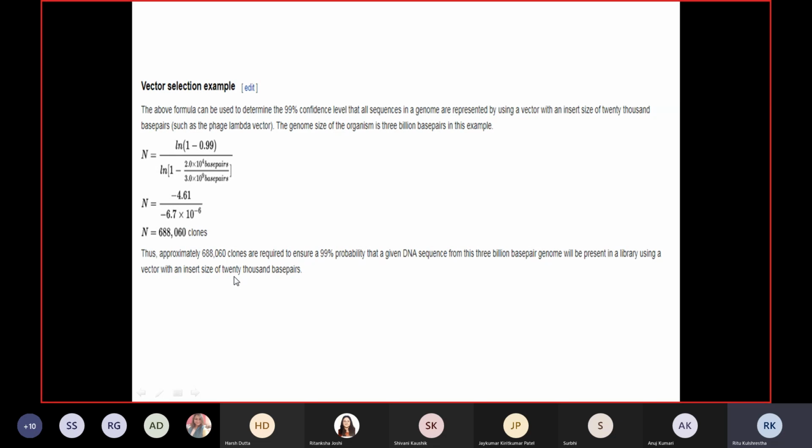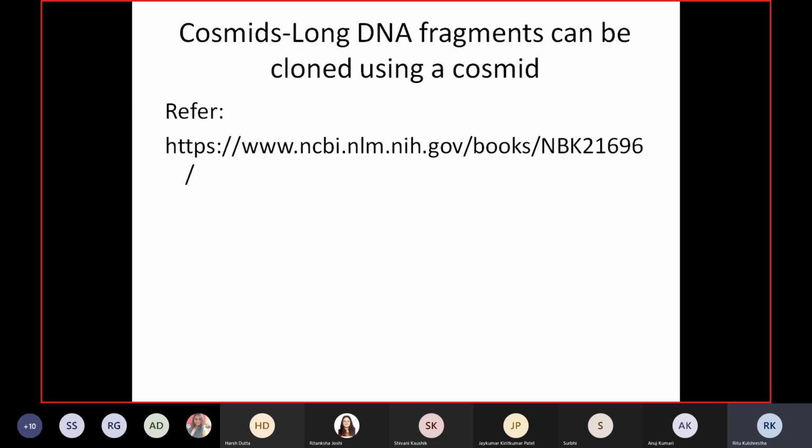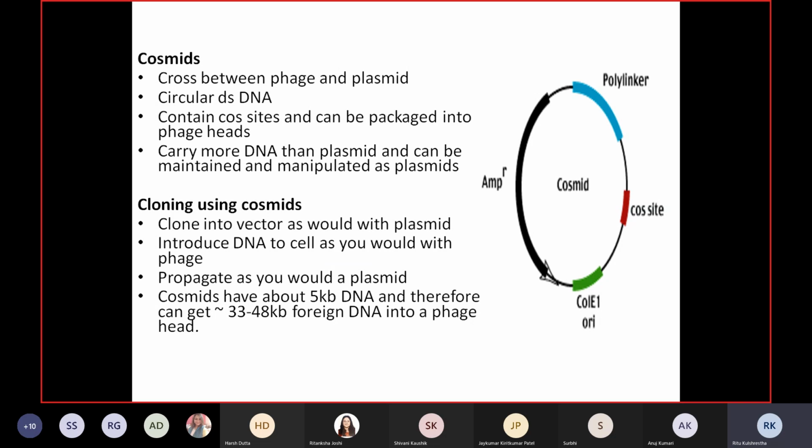On the number of plates, you use very big plates for screening purposes, and only then can you find your gene of interest. So for all these purposes, it's important that we have cloning vectors with bigger cloning capacity. In this context, let's get started with one artificial vector that was made, which is the cosmid.